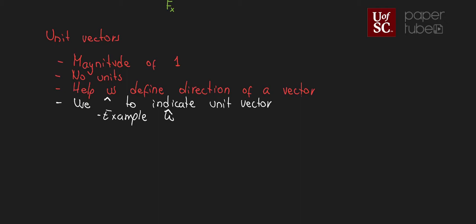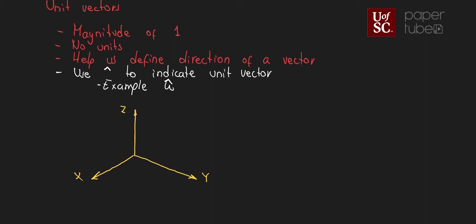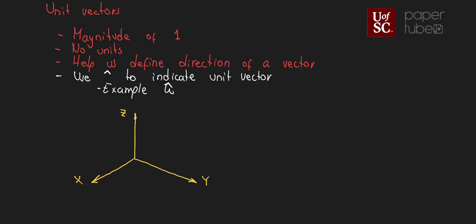So if I have, let's say, something like this, right? And this is my x-axis, this is my y-axis, and this is my z-axis. Now what we can do is say, okay, just to make sure that we're talking about the right direction, I'm going to define a unit vector in each of those directions.